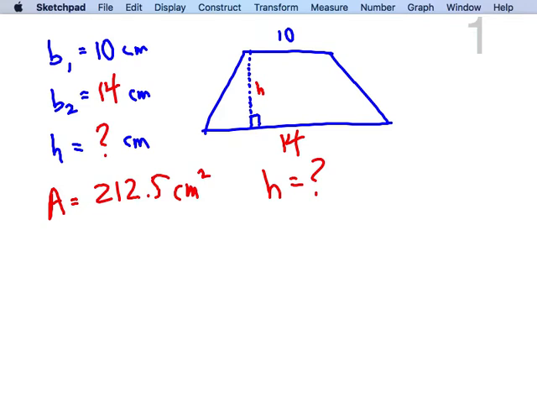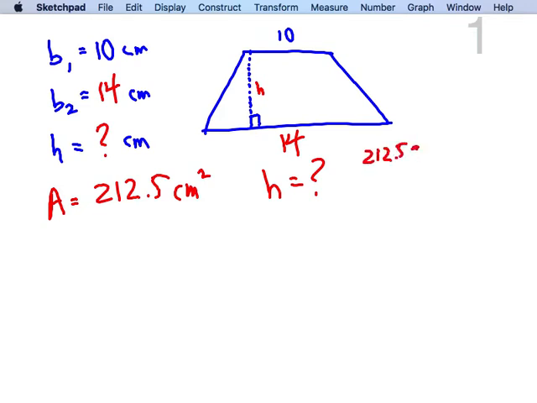It seems that the general consensus is 17.71. Yes? Some of you not so much? All right, let's try that, see what happens. Starting with the formula again and plugging in what we know.